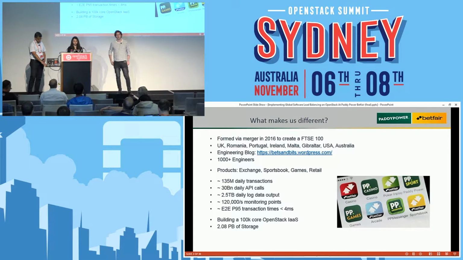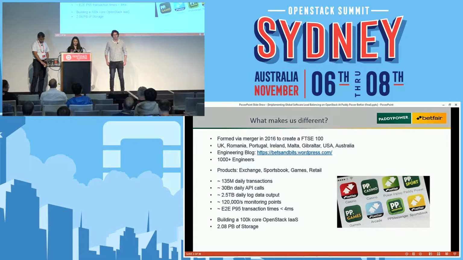The thing that makes us unique is really the amount of transactions that we do through the platform. We're a 24/7 business. We do around 135 million daily transactions. A lot of people will write bots against our API, so that is around 30 billion daily API calls. We've built a 100K core OpenStack across 2 data centers, and we use around 2 petabytes of storage.